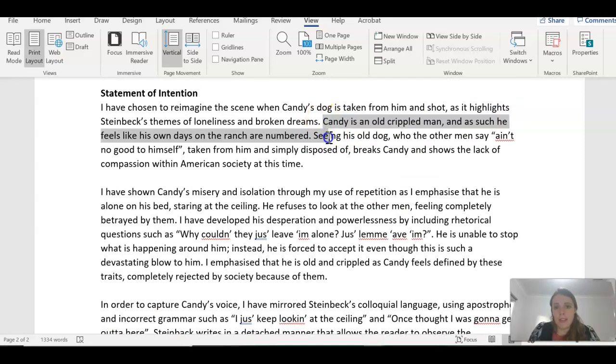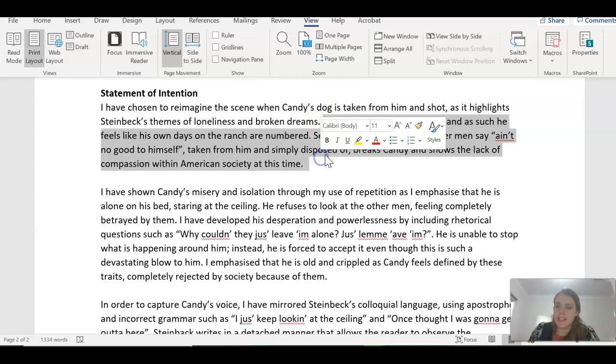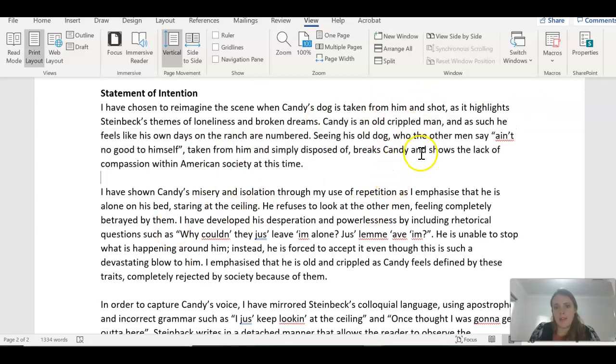I go into a bit more detail about that as well. So I'm kind of explaining the reason why I chose that scene. He's an old crippled man. What happens to his dog, he's scared is going to happen to him. And it shows the lack of compassion within American society. Okay, so I'm just justifying why I picked what I picked.